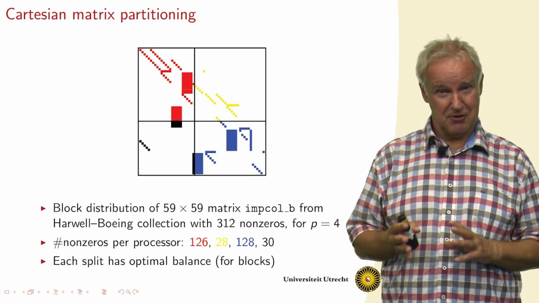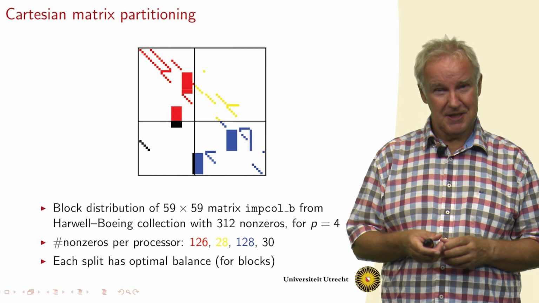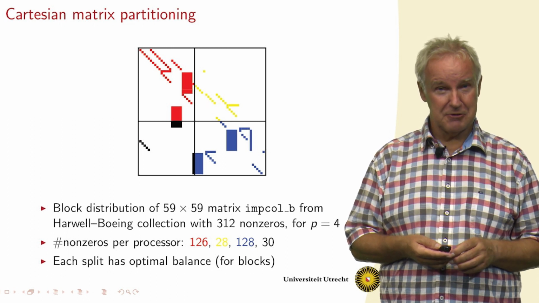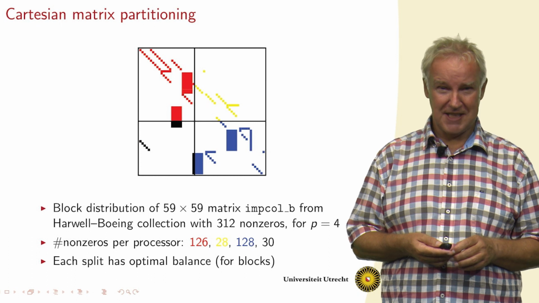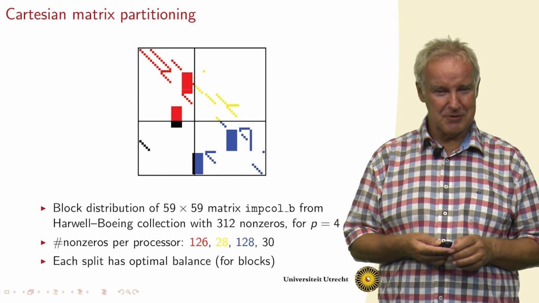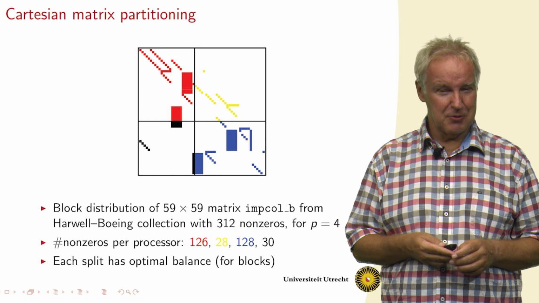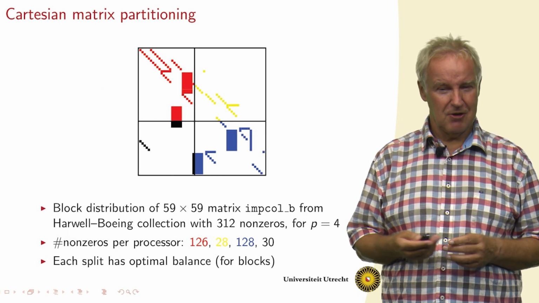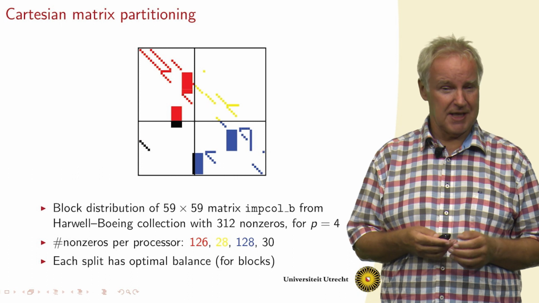Each split is optimal, but still, you see, we have 128 non-zeros in the blue processor, so that's the most loaded processor, and the yellow processor has a lot less. Also, the black processor only has 30.